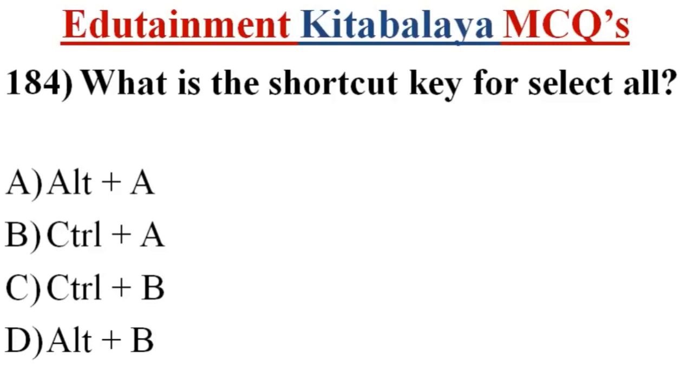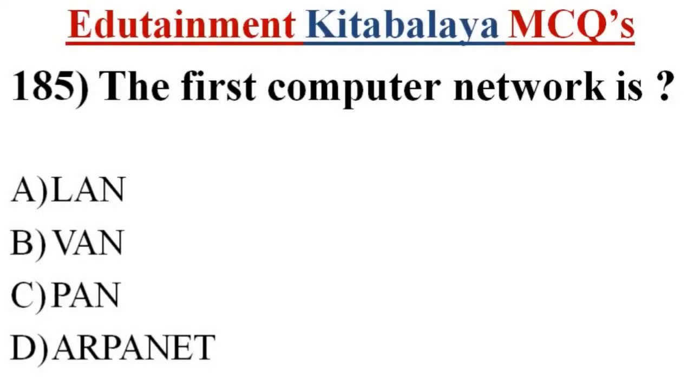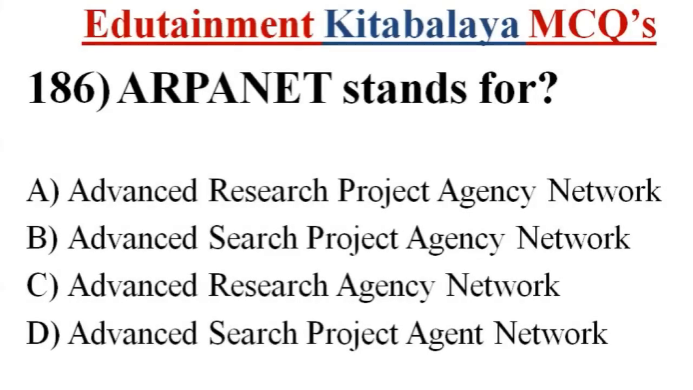Question number 184. What is the shortcut key for select all? A. Alt plus A. B. Control plus A. C. Control plus B. D. Alt plus B. Correct answer is B. Control plus A. Question number 185. The first computer network is A. LAN. B. VAN. C. PAN. D. ARPANET. Correct answer is D. ARPANET.